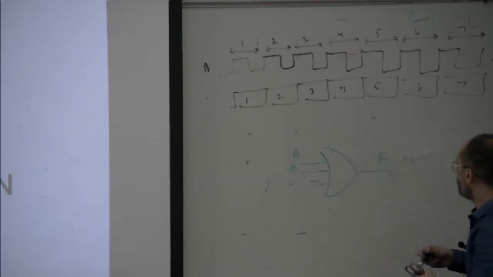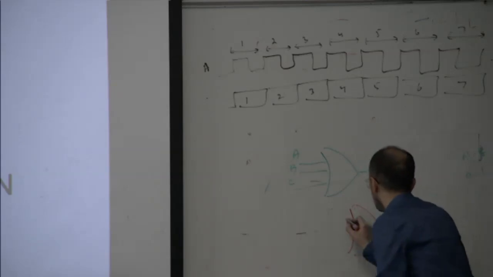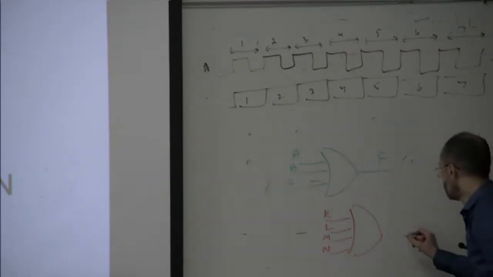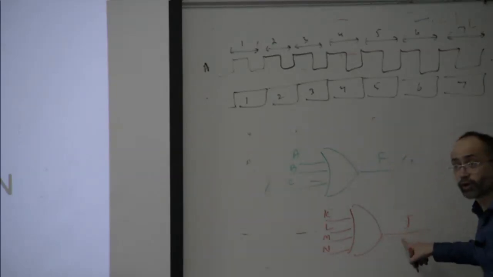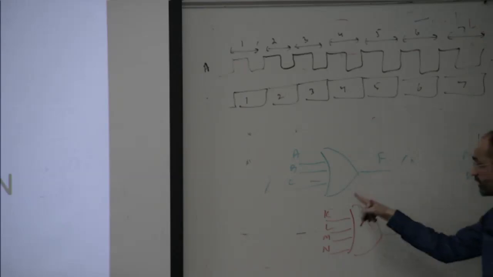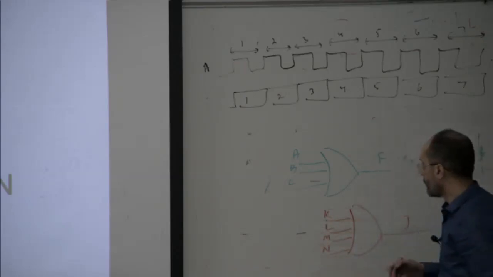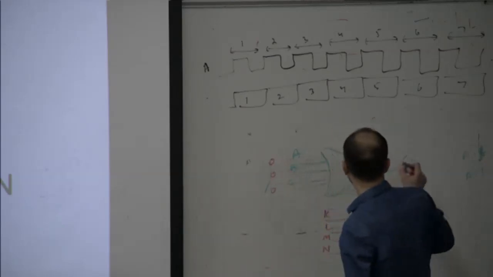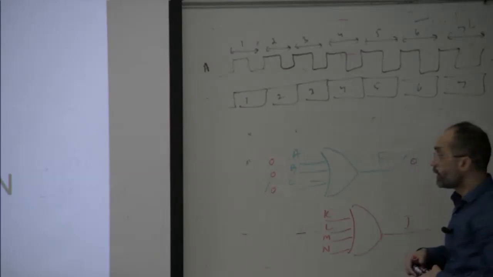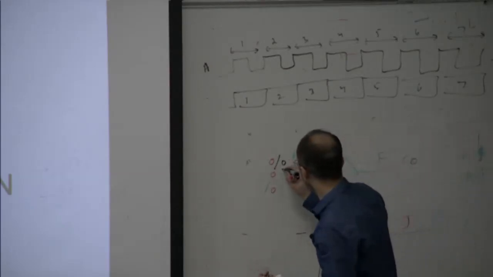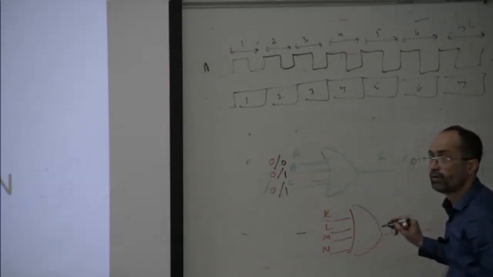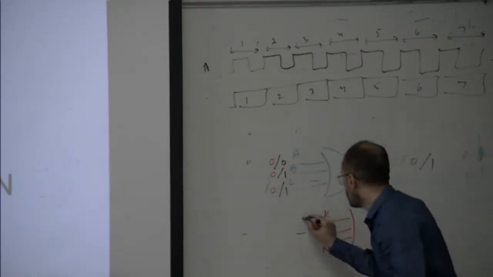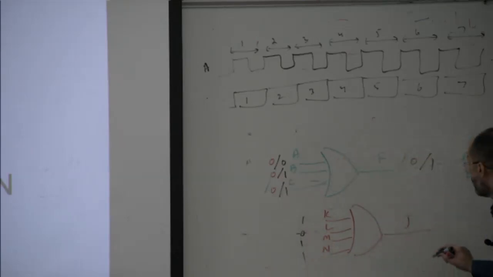Okay, now we have another OR gate, with inputs K, L, M, N, and output J. It's a 4 input OR gate. So J is a function of K, L, M, and N. Okay, now there are two possibilities. Let's assume the input is 0 0 0, what will be the output? 0. If the input is 0 1 1, output 1. If any input is 1, output will be 1. Okay, if the input is 1 0 1 1, output is 1.